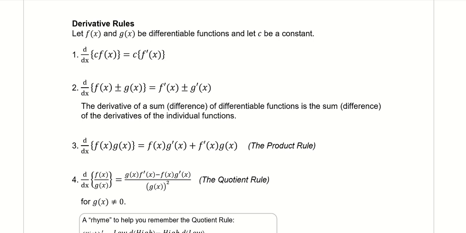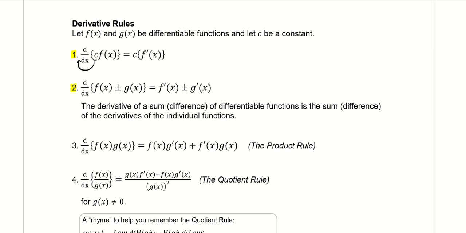All right, so let's say we have two functions here. Let's say f of x and g of x. They're just functions that can be differentiated, and let's let C stand in for our constant as we usually do. Our first rule tells us that if we are taking the derivative of a function times a constant, we can basically take the constant out and differentiate the function and then multiply it by the constant. So the derivative of a function times a constant is a constant times the derivative of the function.